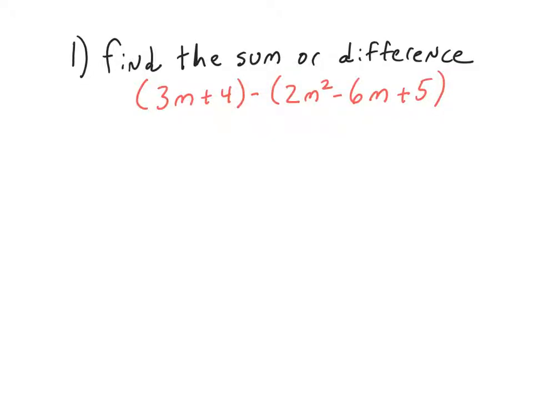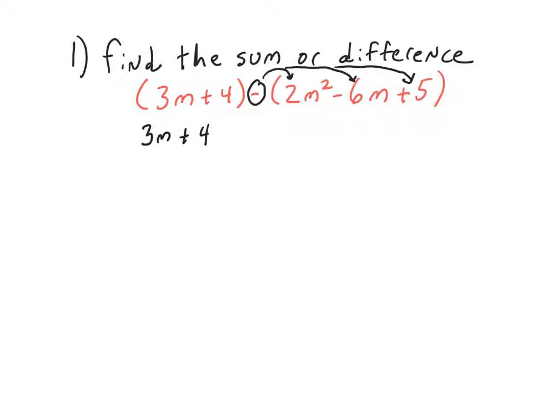On number 1, we have to find the sum or difference of 3m plus 4 minus 2m squared minus 6m plus 5. And first thing we want to do is get rid of the parentheses. So looking at the first term, I can just remove those. So we'll get 3m plus 4. On the second term, however, we have this minus sign over here that we're going to have to distribute the negative to all three terms over here.